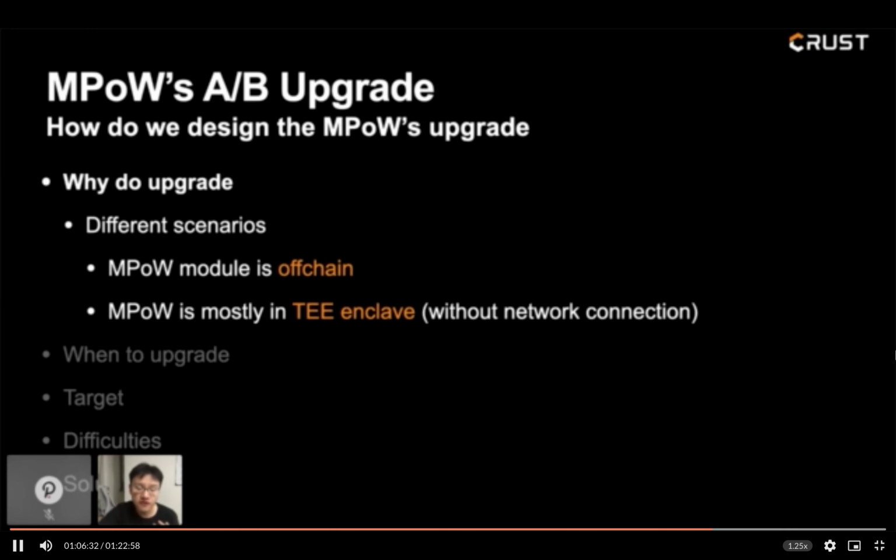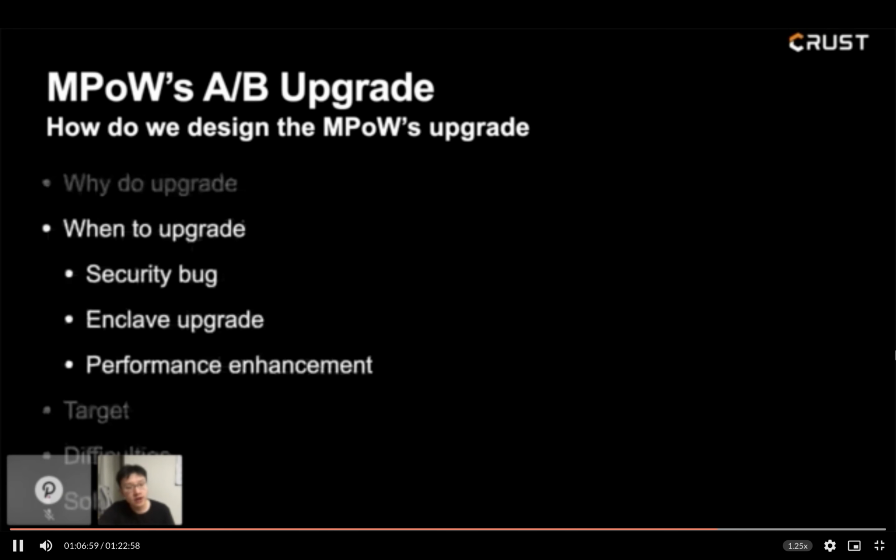First of all, the MPOW module is off-chain, so it cannot be covered by the Substrate on-chain upgrade. And the second is that MPOW is mostly in TEE enclaves, which are totally separated from each other. That means TEE enclaves cannot trust each other. And we have 3 times we need to upgrade. The first is we want to fix a big security bug, right? The second is we want to upgrade our enclave, and last is we want to improve our performance.